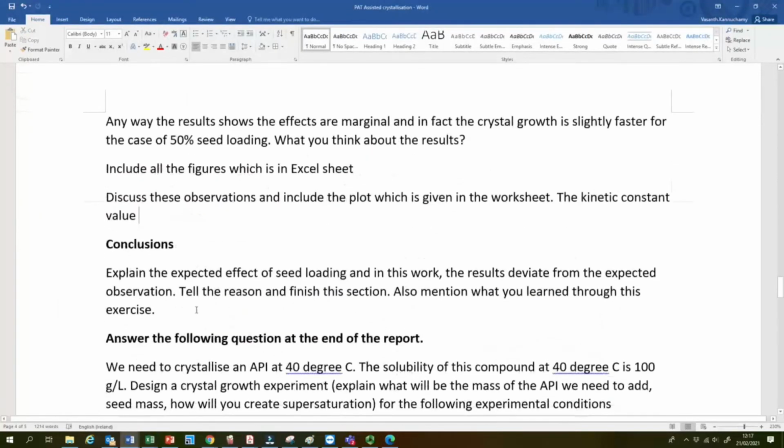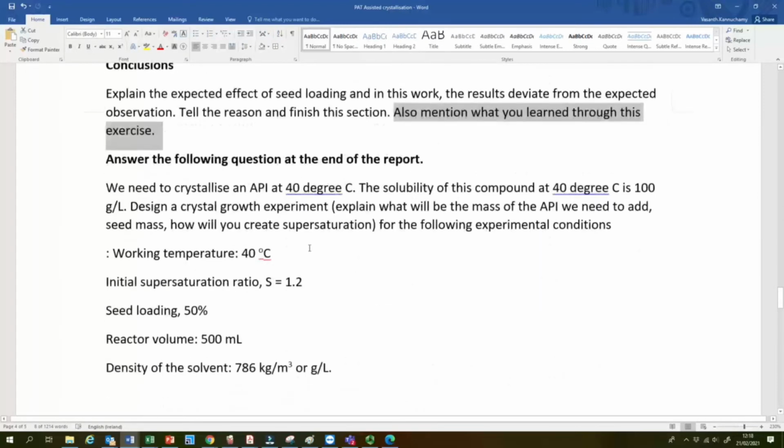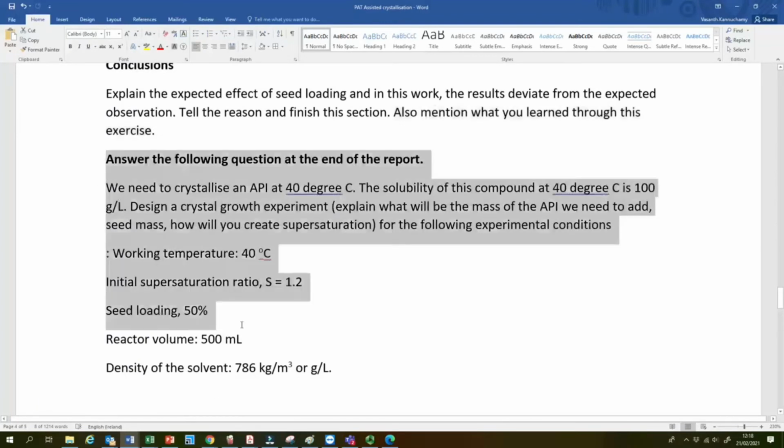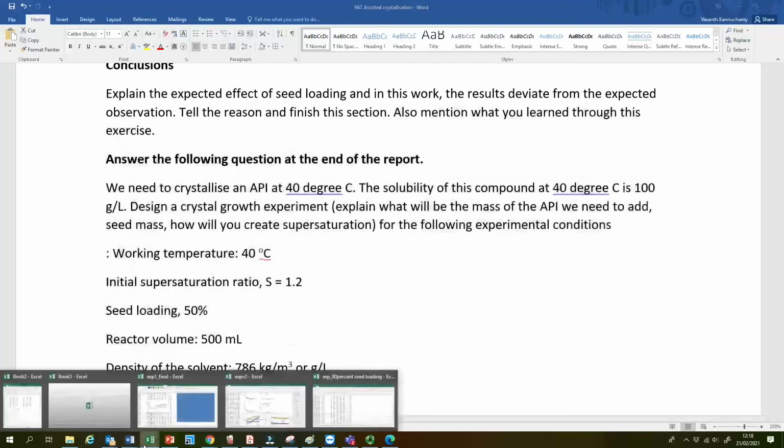And then conclusion, yeah, just mention 2 or 3 lines. So what's the expected effect, and then why the results deviate, and then just mention what are the things you learned through this exercise. This is up to you. You can write anything you want. Just write maybe 4 or 5 lines, like what you learned through this laboratory exercise, and then try to answer the following questions.